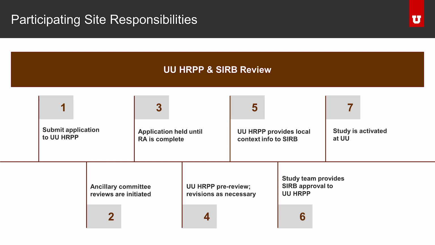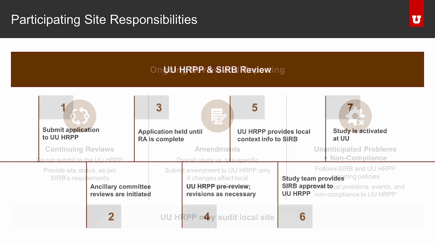In Step 7, the study is activated by the HRPP and ERICA. You will receive a letter that states the study can proceed at our site. This letter will also detail the future responsibilities you have with regard to amendments, reporting requirements, and other submissions according to the Reliance Agreement. As a reminder, you must have Single IRB approval and University HRPP activation before you can begin research procedures at the University of Utah.